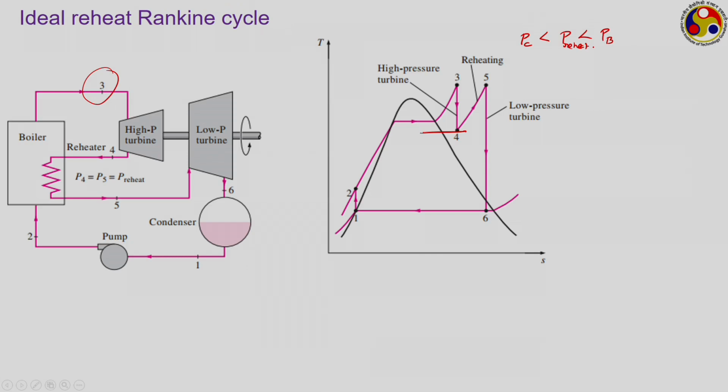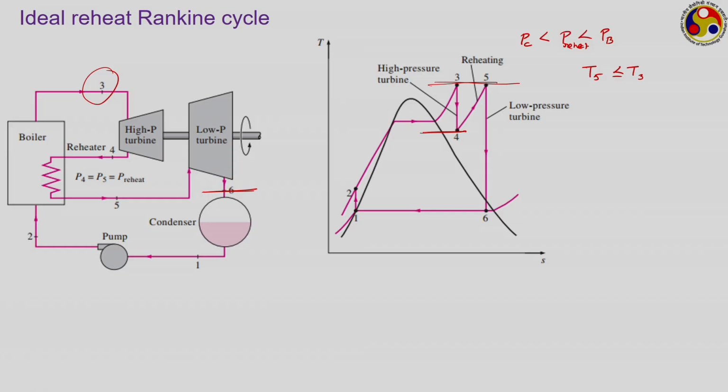And then at this point 4, at this intermediate pressure, the steam is taken back to the boiler to reheat it to a certain temperature. Generally it is heated up to the same temperature, but that is not essential. What I mean is that the temperature at point number 5, that is T5, should be equal to T3 or less than T3. In no situation does it generally go beyond T3. Then it is taken to the low pressure turbine where it is expanded to the condensation pressure up to this particular point.